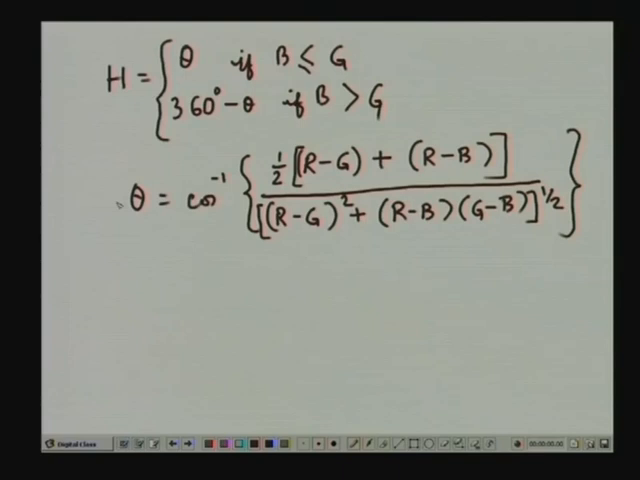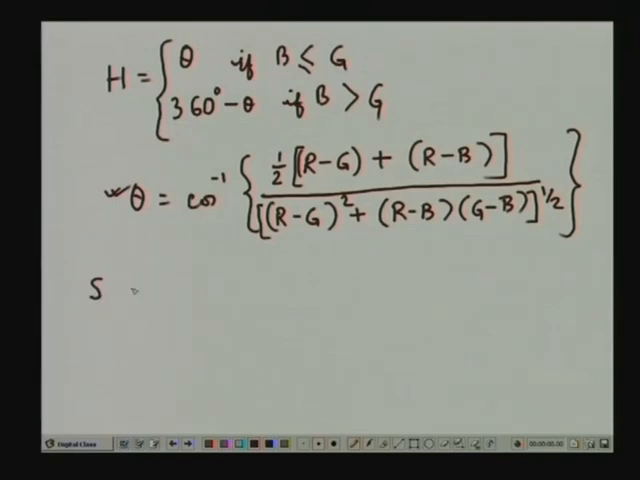So, from this R, G and B component, we can compute the value of theta following this expression, and from this theta we can find out the hue component in the HSI space, as hue will be equal to theta if blue component is less than or equal to green component, and hue will be equal to 360 degree minus theta if blue component is greater than green component.